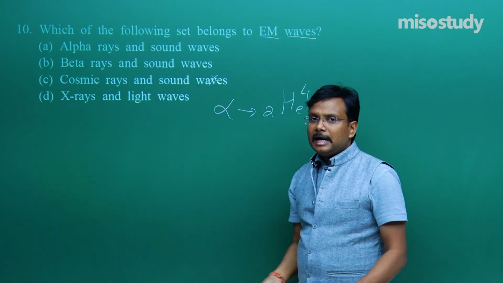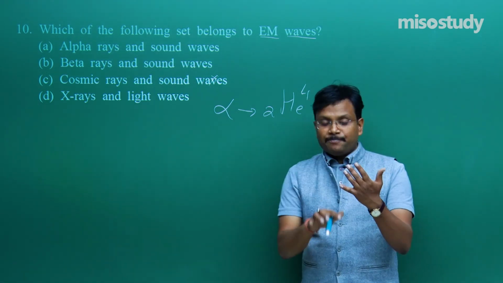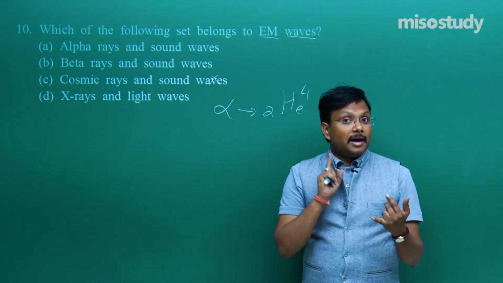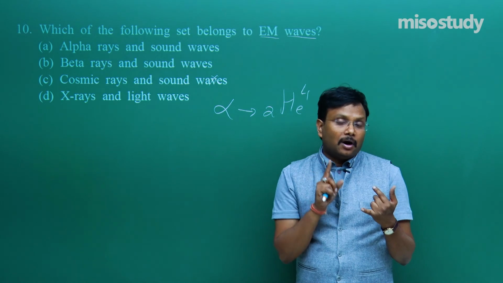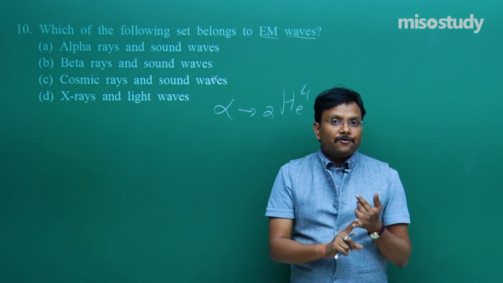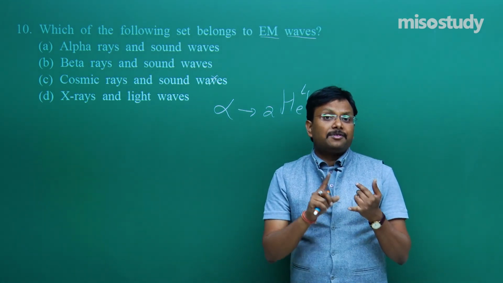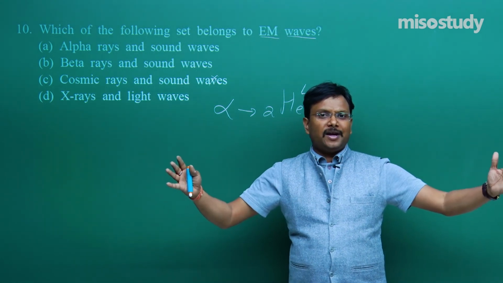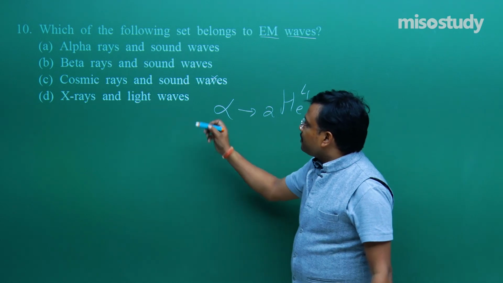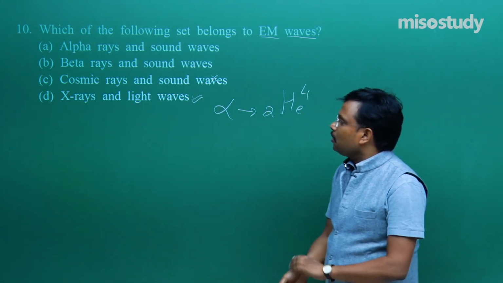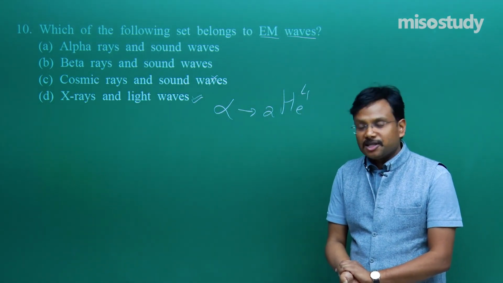So finally light waves, the visible part. That's why I mentioned cosmic rays, then gamma rays, then X-rays, then ultraviolet, then visible, then infrared, then radio waves, then long waves, then microwaves, so on and so forth. Fine, there are 8 or 9 types of radiations. So please keep revising this way. So here D is the correct option.